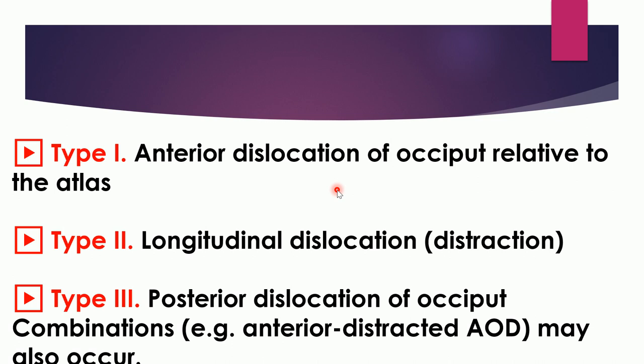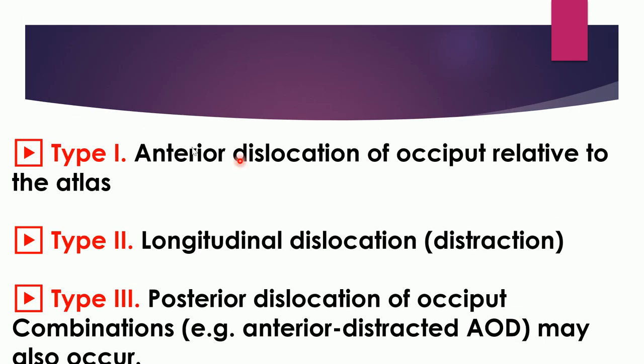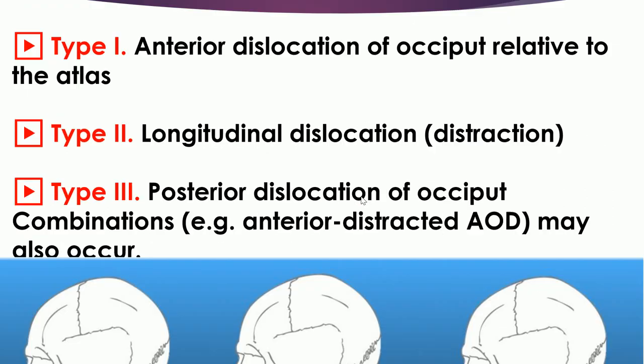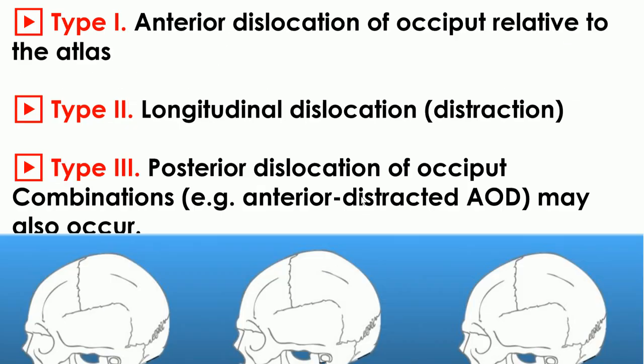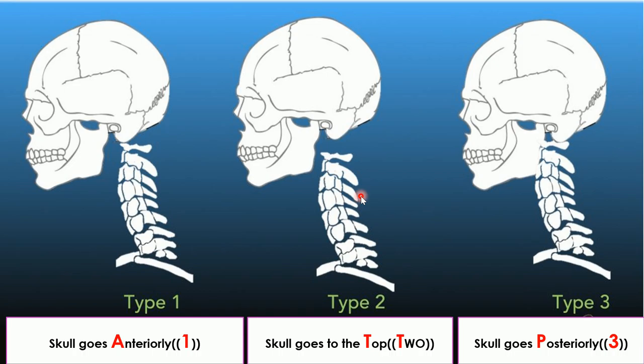The classification of atlanto-occipital dislocation: the most important is the Traynelis classification. The Traynelis classification divides the dislocation of the atlanto-occipital junction into three types. Type 1 is anterior dislocation, type 2 is vertical longitudinal dislocation, and type 3 is posterior dislocation. We can see this figure that illustrates the types.